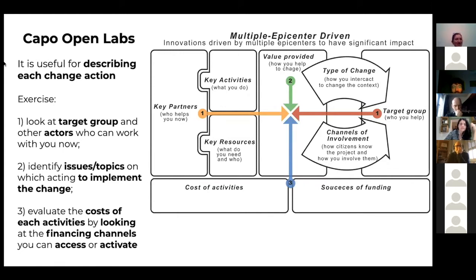At the same time, we looked at the target group and our network of actors as a key resource to start any action. Then we looked at the value that underlined the action of the change that we wanted to do. One thing to keep in mind is the economic feasibility of every choice or action. For this reason, it is a multiple decentralized tool, because at the same time we look at these four main topics of every action.